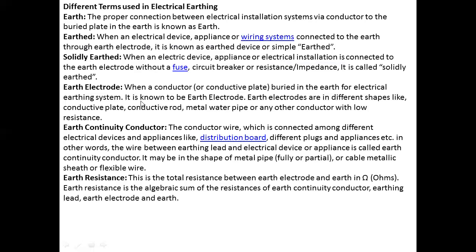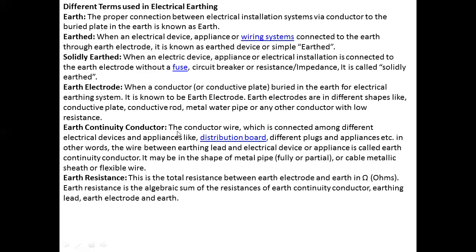Earth electrode means it is the device, a conductive plate. You can take an example: a conductive rod, or it may be a metal water pipe. For plate earthing, we use the plate as an electrode. For pipe earthing, we use the pipe as an electrode. That is connected to the electrical installation system. That is called the earth electrode. Different earth electrodes are used for different types of earthing.